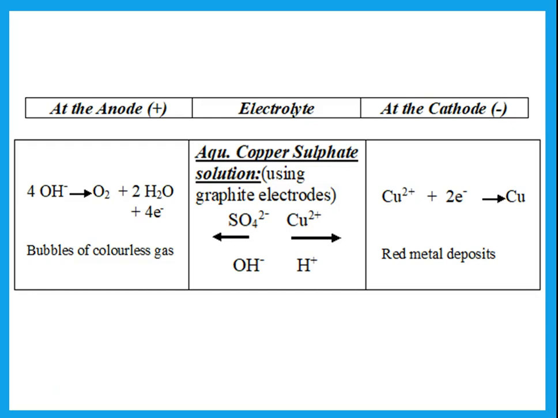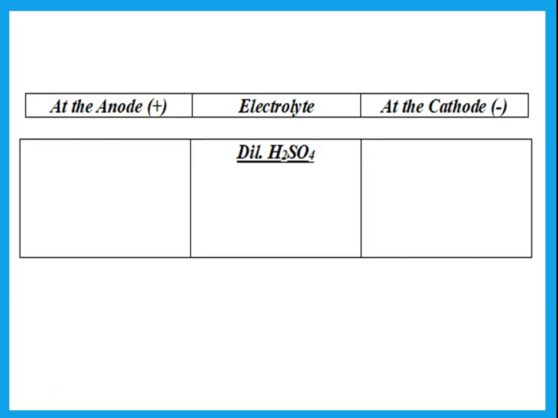And copper is what color? Remember that copper is a reddish brown metal or a red metal. So I form a red metal. Remember that we said metals in general are silvery gray except copper, which is red or reddish brown, and gold, which is yellow. Okay, let's do electrolysis of dilute sulfuric acid.